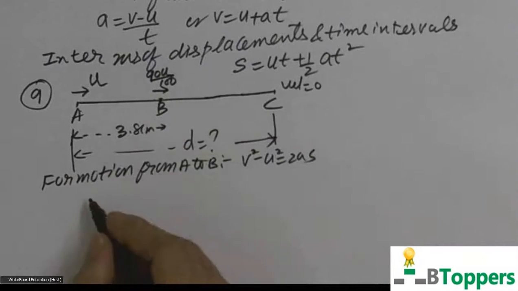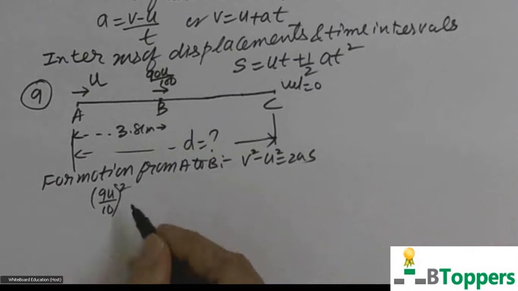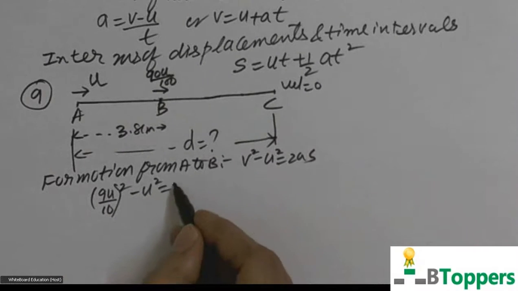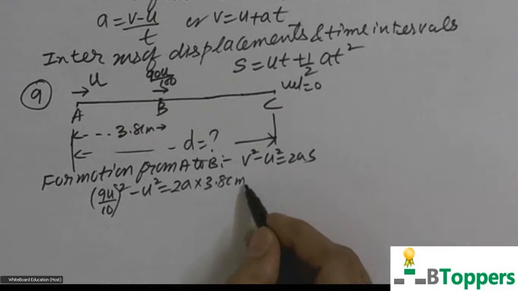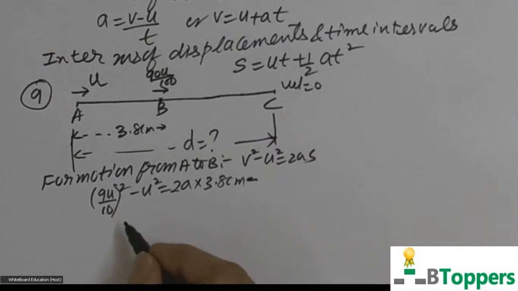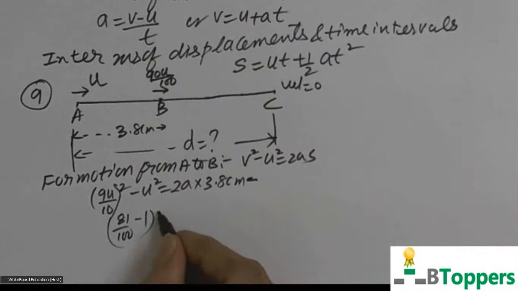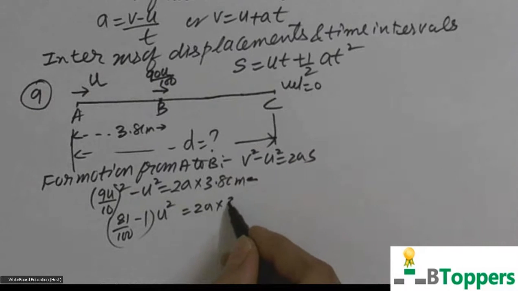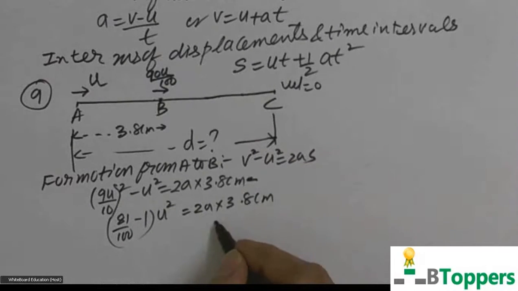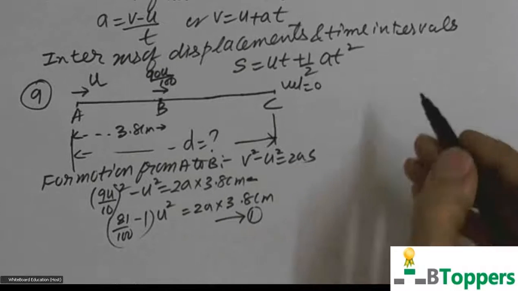Final velocity at B equal to 90U by 100 or 9U by 10. The initial velocity at A equal to U, displacement S equal to 3.8 centimeter. So you can take U square common outside here. 81 by 100 minus 1 into U square equal to 2A into 3.8 centimeter. Quadratic equation number 1.